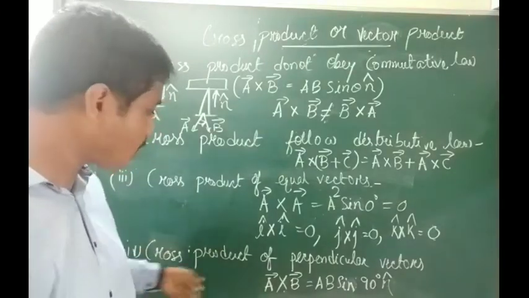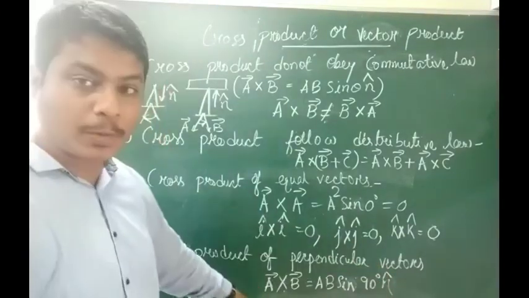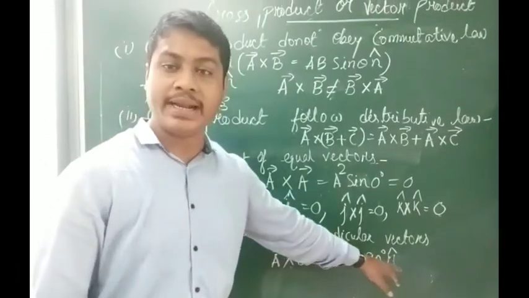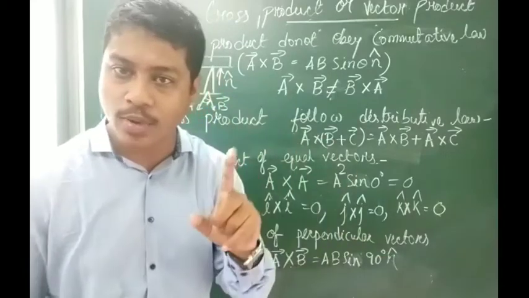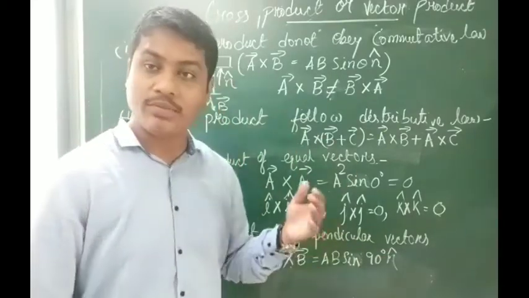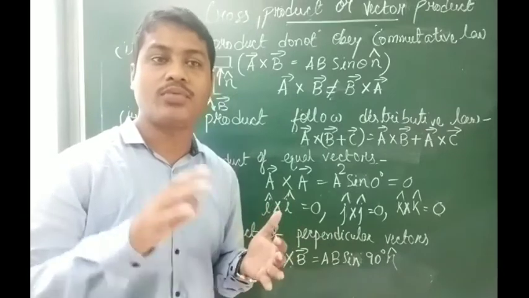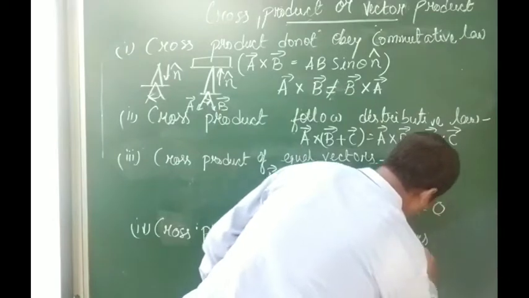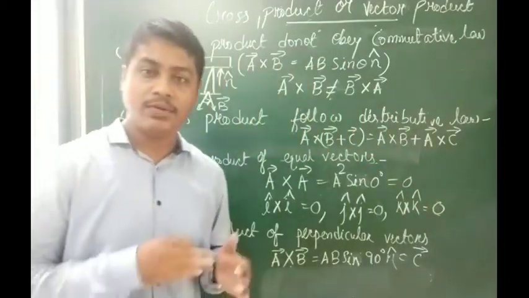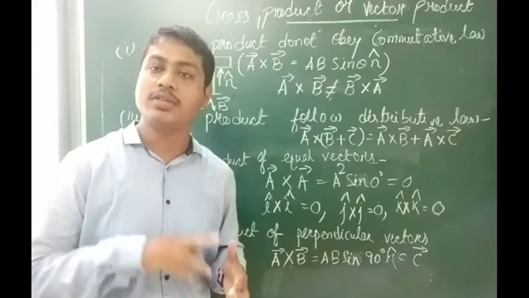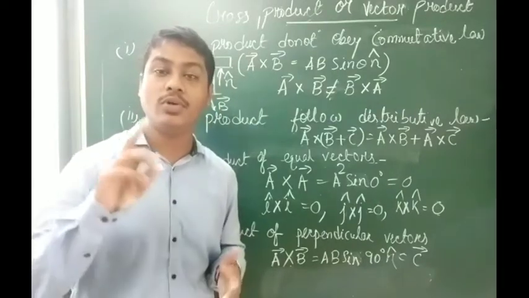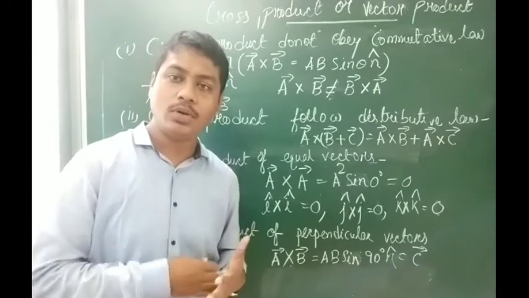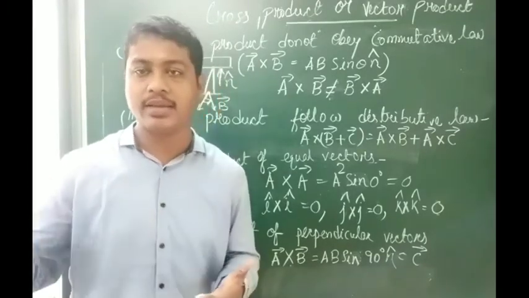Then if I do the cross product of perpendicular vectors, A cross B will be equal to AB sine 90 degree n cap. Sine 90 is equal to 1. So if I do A cross B, as I have already told, when we do a cross product of two vectors, we always get a third vector. So this will be equal to vector C. That means if you do the cross product of I cross J, you will get the answer K cap. Clear? If you do J cross K, you will get the answer I cap.